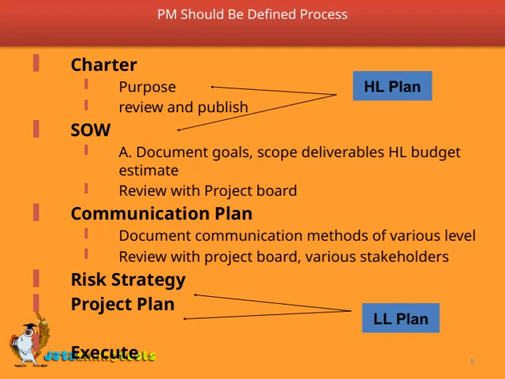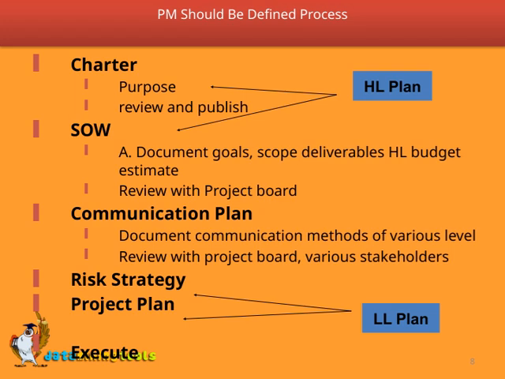All right, let's walk through the key components of the project plan. First, we have the LL plan and the HL plan. The LL plan refers to the low-level planning details, while the HL plan covers the high-level strategic overview. Both are essential to ensure alignment and clarity throughout the project. Next, the charter is the foundational document that defines the purpose of the project. It's important to review and publish this to ensure everyone is on the same page about the objectives and scope.